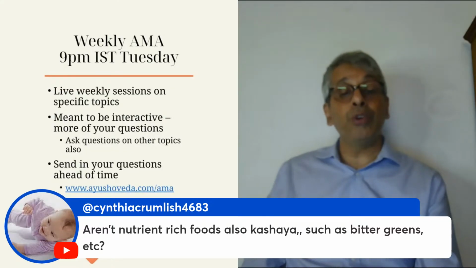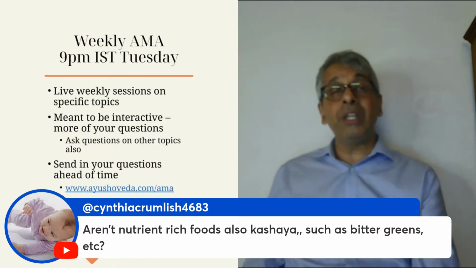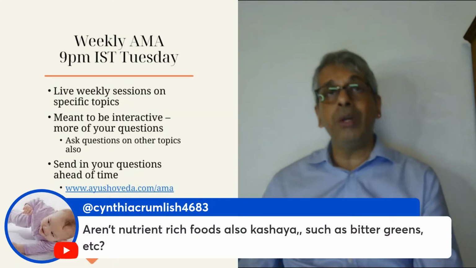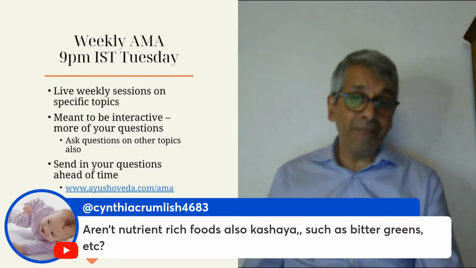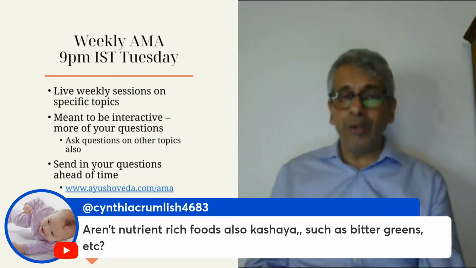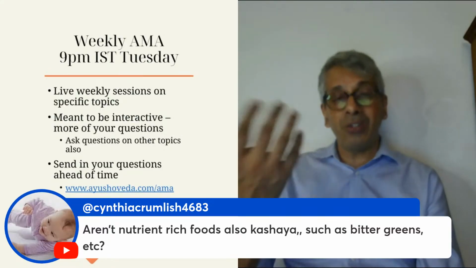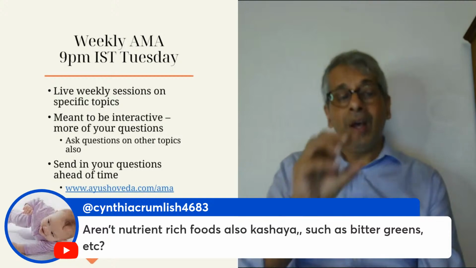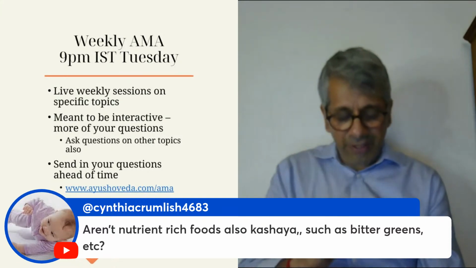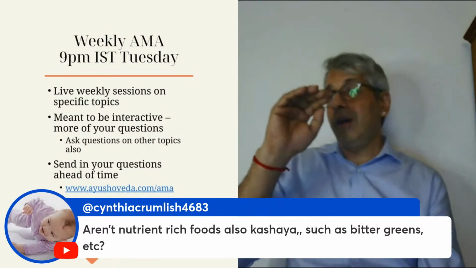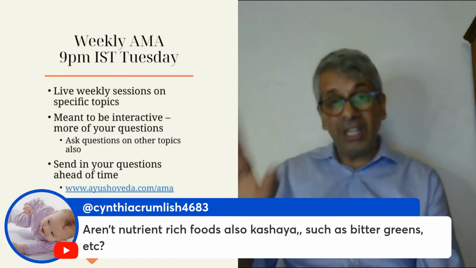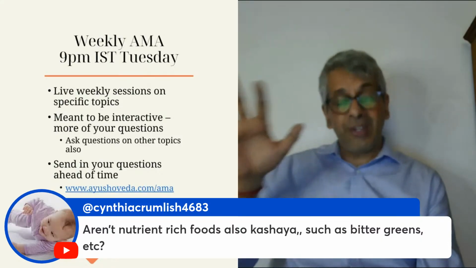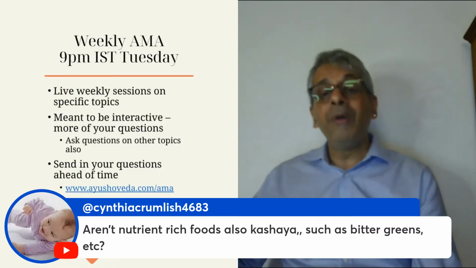Are nutrition-rich foods also kashaya, such as bitter greens, etc.? Yes, I don't say they are not. But what I am trying to tell you is that kashaya rasa, the predominantly astringent taste, increases vata. Bitter gourd is healthy, I don't say no, but consuming too much of bitter gourd is also de-nourishing because it will increase vata. Taste-wise, sweet, sour, and salt pacify vata, while spicy, bitter, and astringent will increase vata. That's why I said you should cut down on extremely bitter food as you grow old.